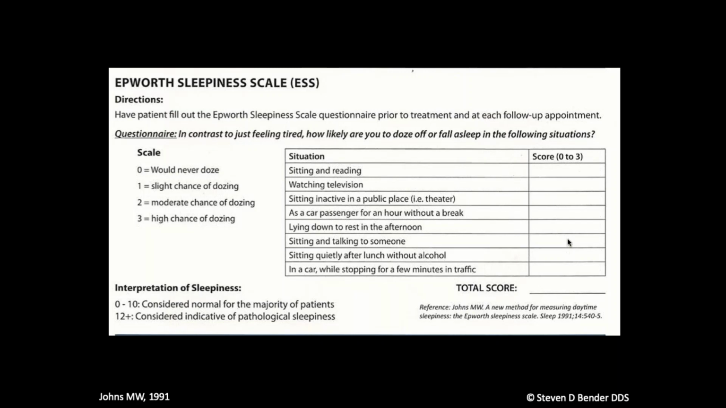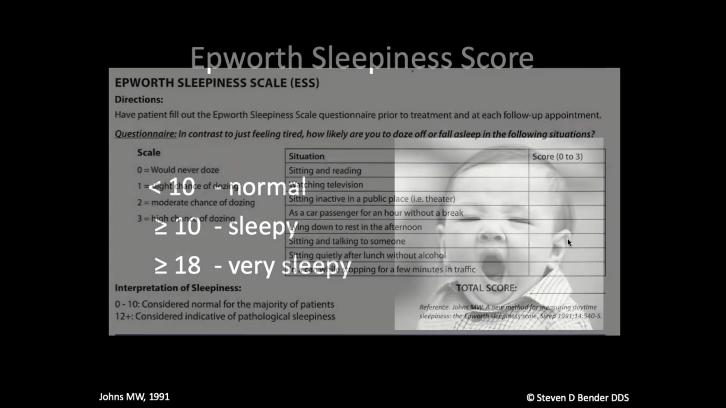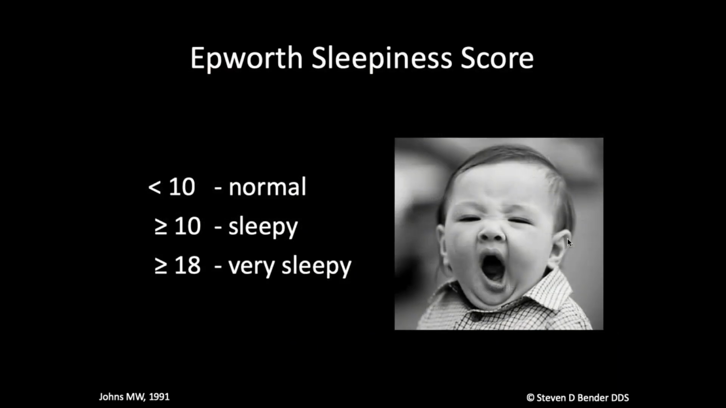So 0 would be no chance and 3 would be a high chance. And so there's a potential to score a 24 on this particular test. With this test, a score of less than 10 would be considered normal. Greater than 18 would be very sleepy. Now, the thing about this test is it was first validated back in 1991 on hospital personnel.